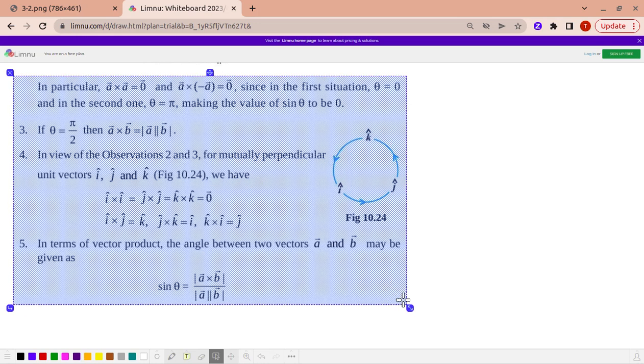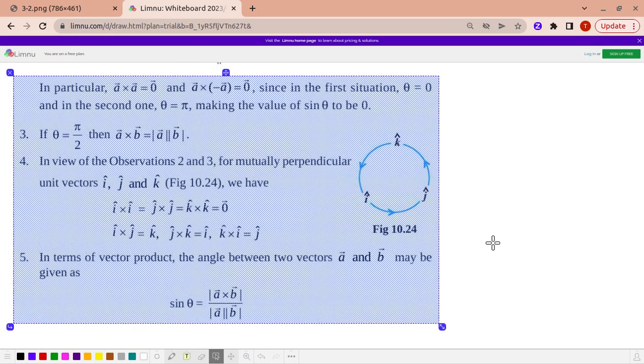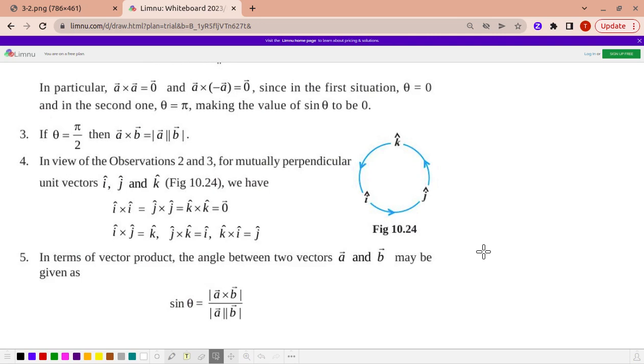So, in particular, A cross A equal to 0 and A cross minus A equal to 0, both the things. Why is it equal to 0? Since in the first scenario theta is equal to 0. How come theta is equal to 0 in the first case?